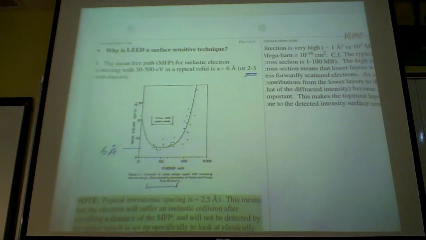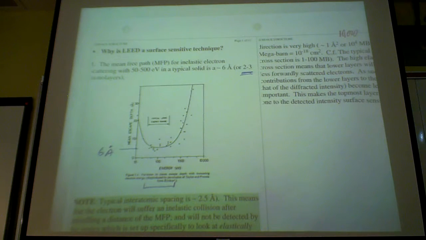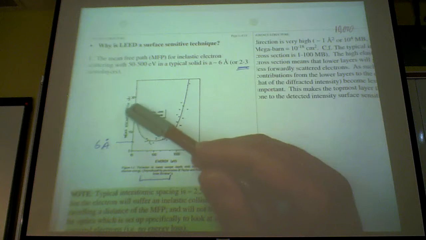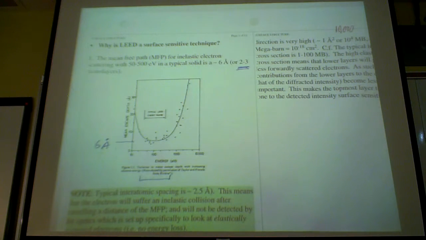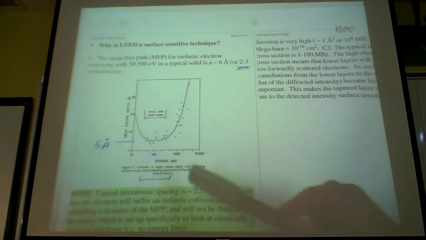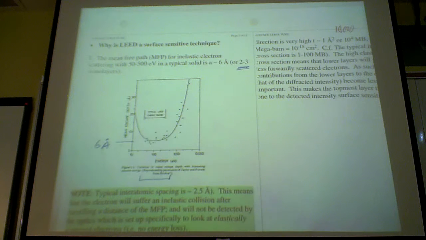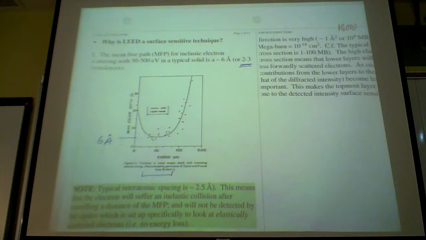So let me go quickly now to tell you a little bit more, to remind you first of all, why is LEED a surface sensitive technique? Very quickly, you remember the mean free path curve, right? The universal mean free path curve that we discussed some lectures ago. Scattering, so basically the mean free path between 50 to 500 volts in a solid is usually 2 to 3 monolayers or 6 angstrom.